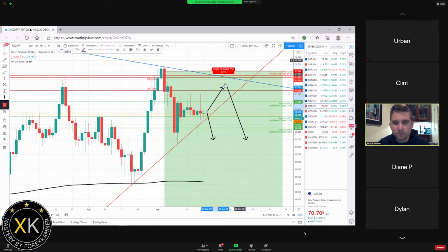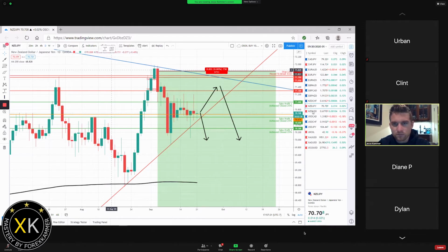I think this option is more than likely going to happen: we'll see a push up to our sell zone and then a push down. Okay, thanks.